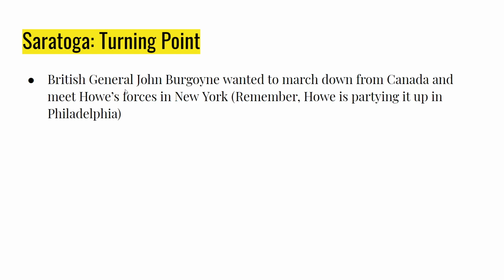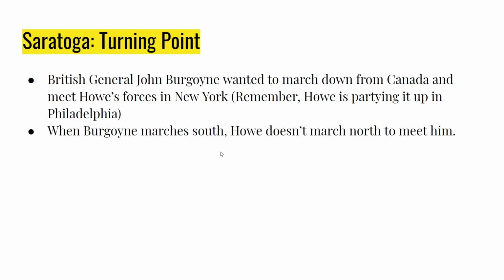John Burgoyne was a British general who was up in British Canada. And he wanted to march down from Canada to meet Howe's forces in New York. Now, remember, Howe is partying it up in Philadelphia. He's not going anywhere. So as John Burgoyne starts marching south from Canada, Howe is staying put in Philadelphia. Okay?